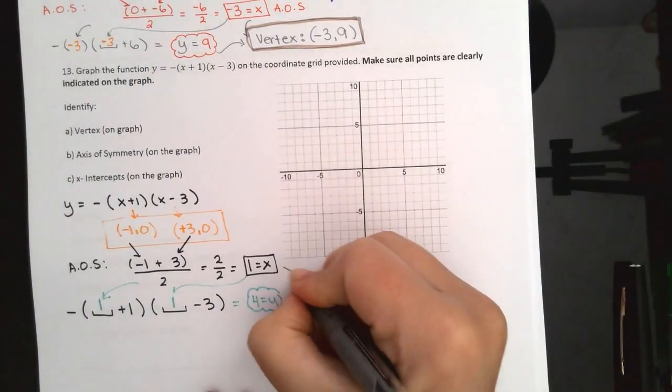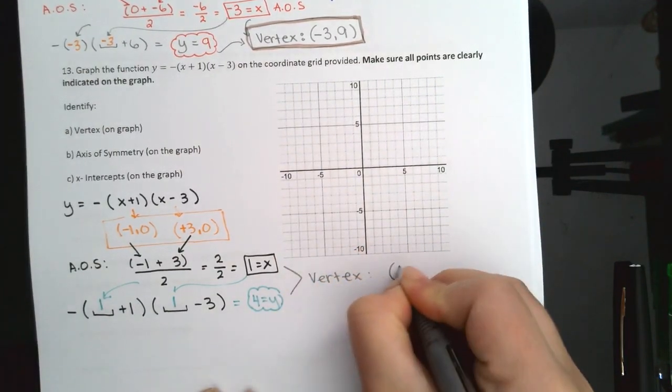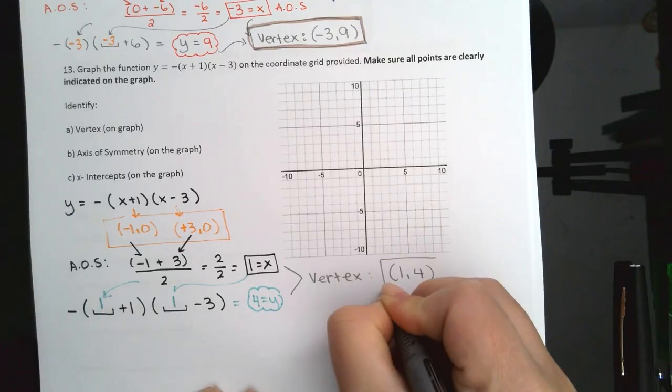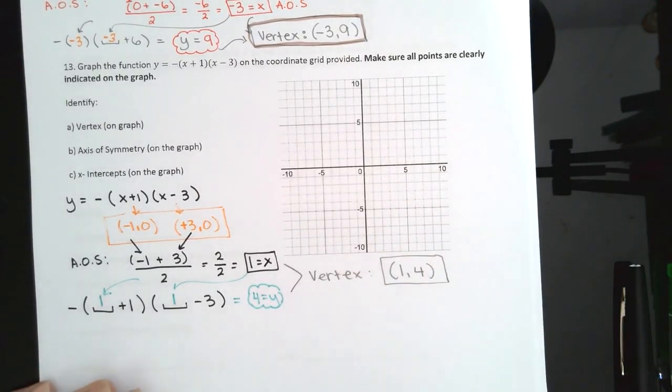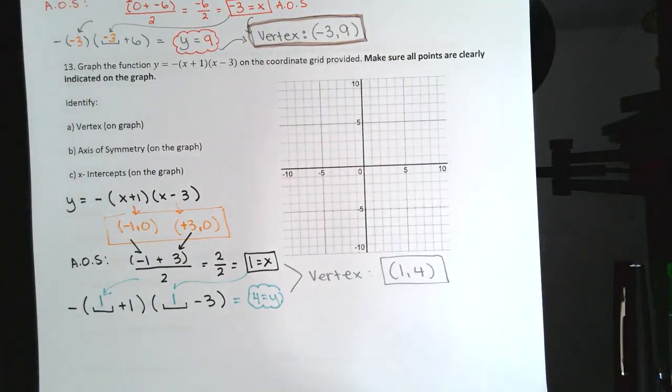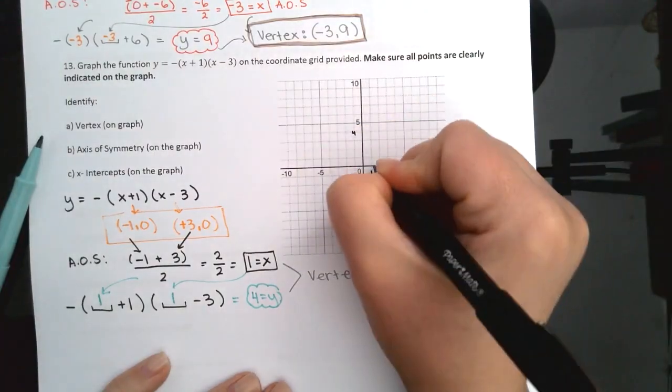So together, we write that this is a vertex of 1 comma 4. And again, please read what it's asking you to do. If I'm asking you for 5 points, give me 5 points. If I'm asking you for 3 points, give me 3 points. If I'm not asking you for a specific number, give me enough. What does that mean? Enough for me to know that you know what you're doing. So I have 1 and 4 for my vertex.